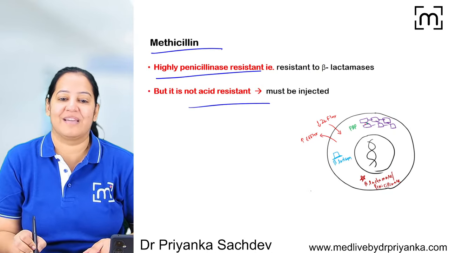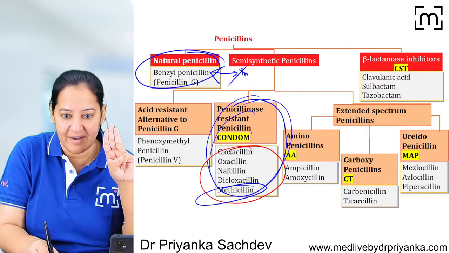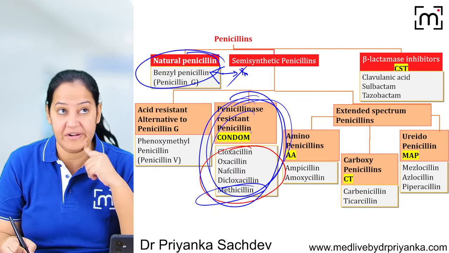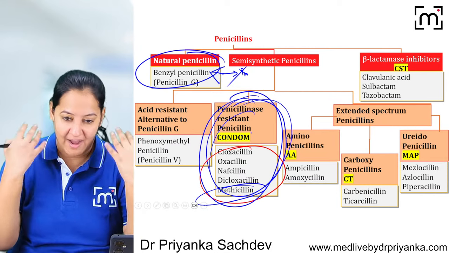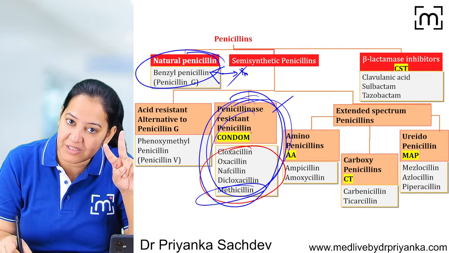But it is not acid resistant. So one of the shortcomings is removed here. I told you there were three problems with the natural one. Here this problem is removed. It is not degraded by the enzyme penicillinase because they have the ghungat, they have the cover. But they are not acid resistant and they have narrow spectrum. So the other two problems still persist here.